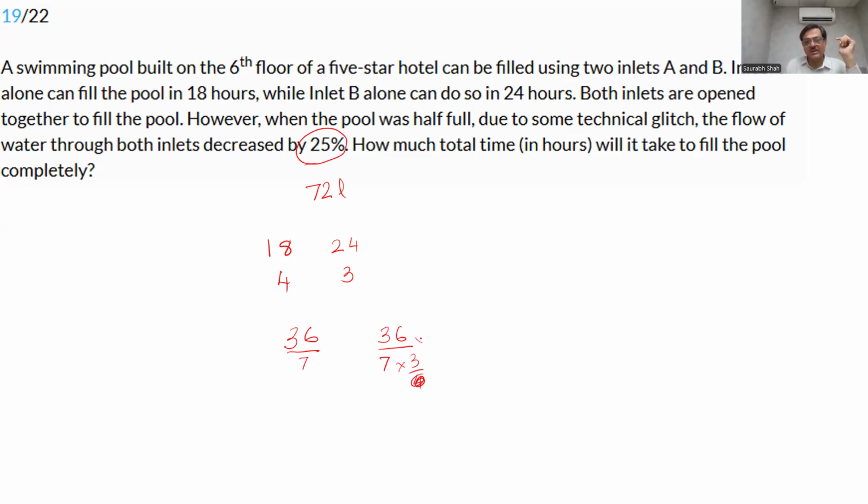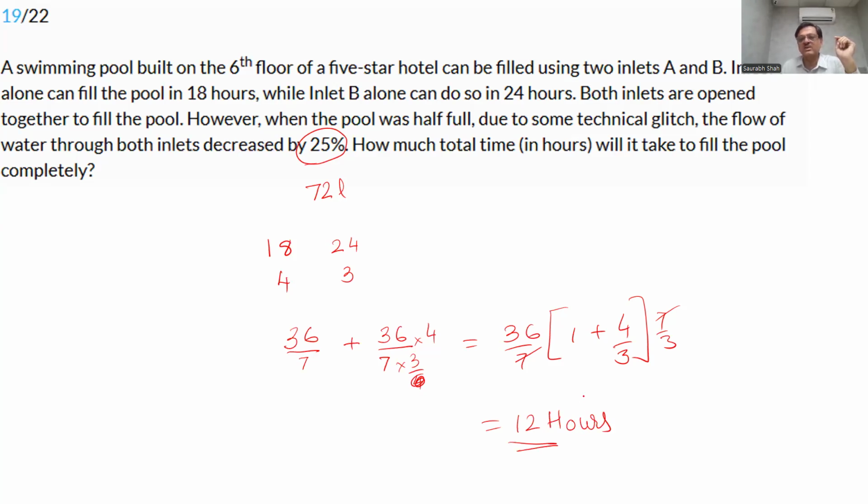So let's take the 4 in the numerator. Don't simplify. Don't cancel out 36 and 6. Don't cancel out 36 and 3. Leave it as it is. Take 36 by 7 common. We need the total. So we'll take this as 36 by 7 into (1 plus 4 by 3). Got the magic? This becomes 7 by 3. So simply 7 cancels, 36 by 3, and you have 12 hours as your answer. The total tank would be filled in 12 hours. Right? The answer to be entered was 12.